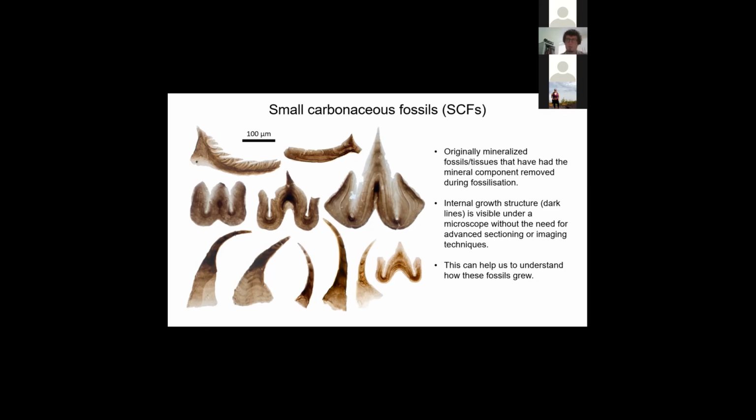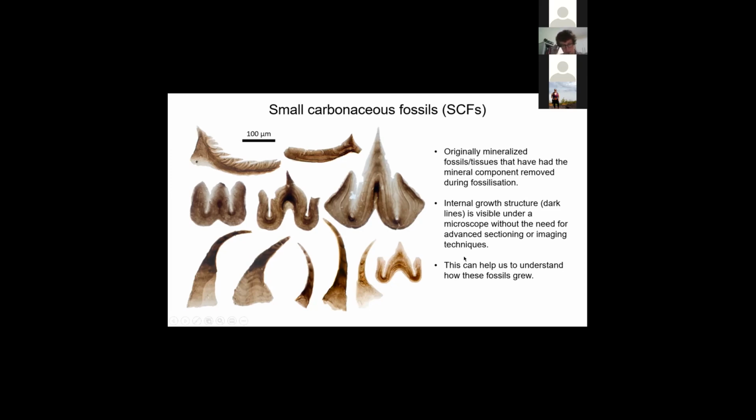Unfortunately, we only see them in one dimension or two dimensions. So we need to use this in conjunction with that synchrotron technique I showed you in order to help understand better how these things grew, and therefore how they fit into the picture of skeleton evolution in vertebrates.